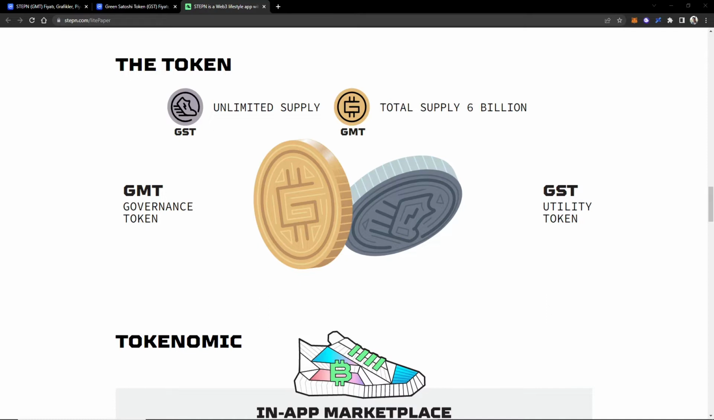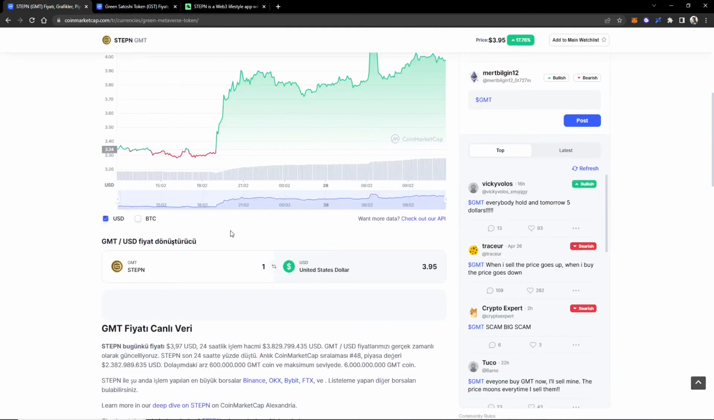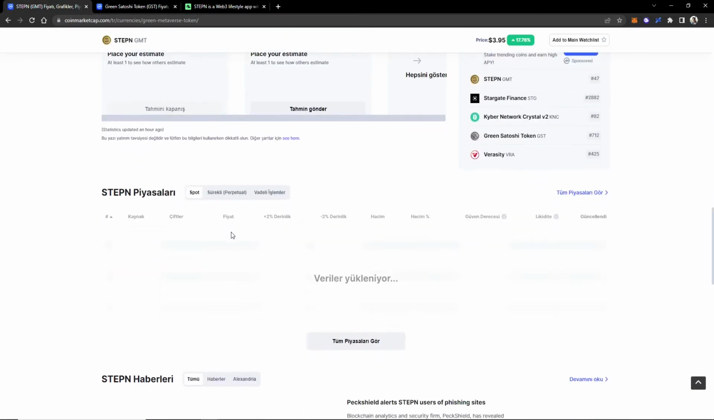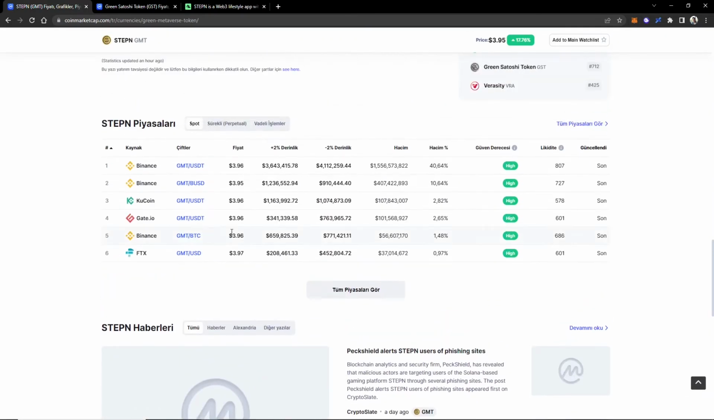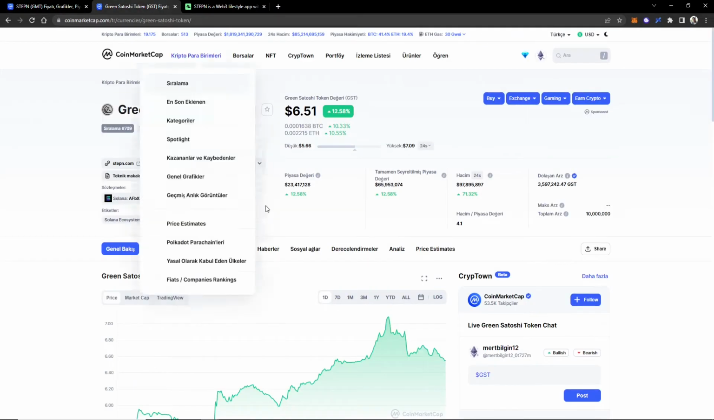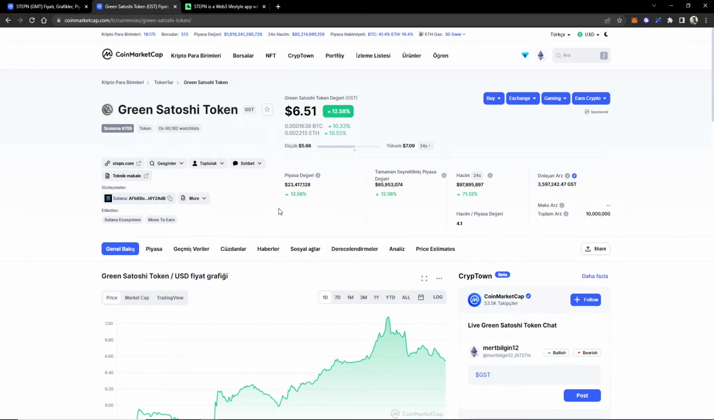As you know, in the Stepn ecosystem, we have two different tokens, which are GMT and GST. You can buy those tokens from centralized exchanges like Binance and FTX, or you can earn those tokens by walking or running while using the Stepn app. This is called Move to Earn. We will learn how to earn those tokens and maximize our profit in the coming videos of our Stepn tutorial. Don't miss out those videos.